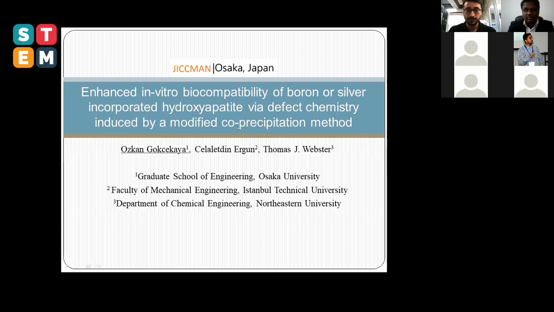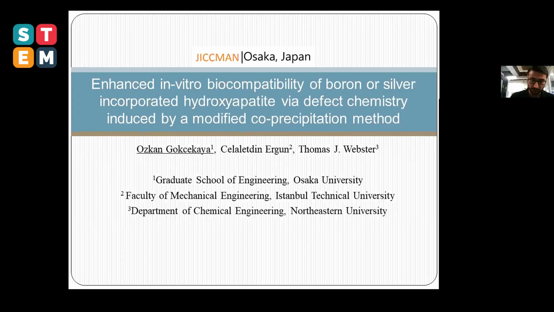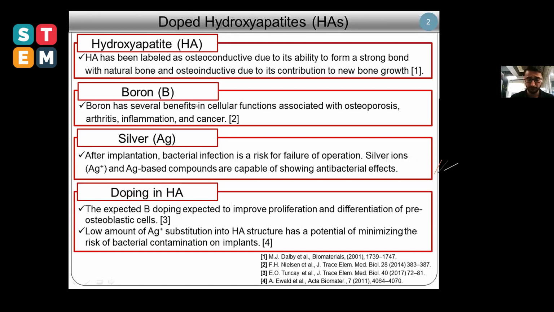My presentation will be a little bit different from the previous concept. It will focus on biomaterial, especially enhancement of biocompatibility of hydroxyapatite with boron, and I would also like to mention a little bit of silver incorporation into hydroxyapatite. The concept is that we try to make defect chemistry in the structure to obtain a modified quality of hydroxyapatite. For this purpose, we focus on precipitation.